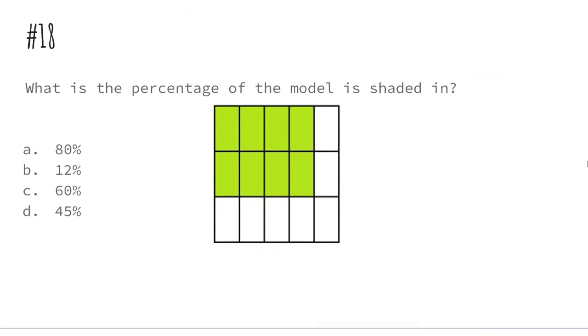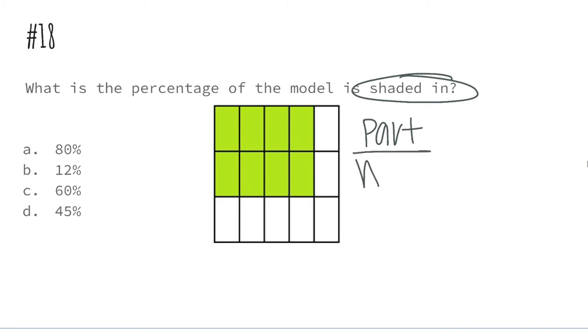This one, remember, anytime it gives you a picture, I want you to write a fraction. No matter what it's asking for, you've got to write a fraction first. So this is the part that's shaded in. When we write a fraction, it's always part over whole. So the part that is shaded is 1, 2, 3, 4, 5, 6, 7, 8. The whole thing, I've got 5 by 3. 3 times 5 is 15. So the whole thing is 15.